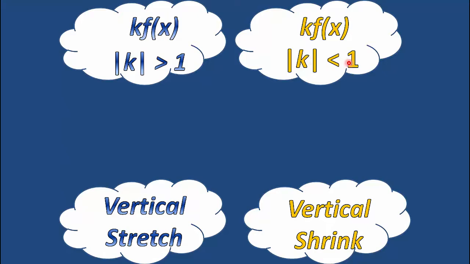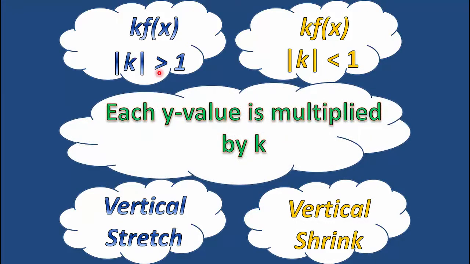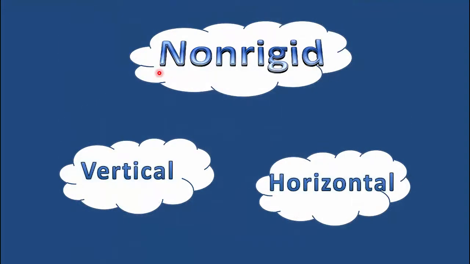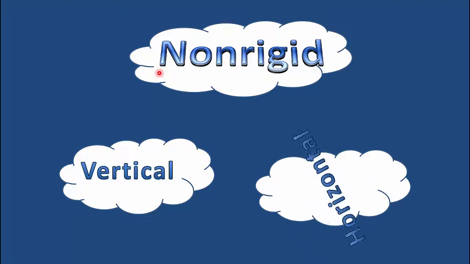Now, if the absolute value of k is less than 1, now remember, if k is negative, it's going to flip the graph. But we're just talking about stretches here. So if k is less than 1 in absolute value, in other words, if we have like 0.5 f of x, that would be a vertical shrink. It would kind of smash the graph down. If it's bigger than 1, like 5, it's going to stretch the graph up. So the bottom line is each y value is multiplied by k. And that's how you get your new y value. So we've got these non-rigid shifts. We've got vertical, and now we'll look at horizontal.